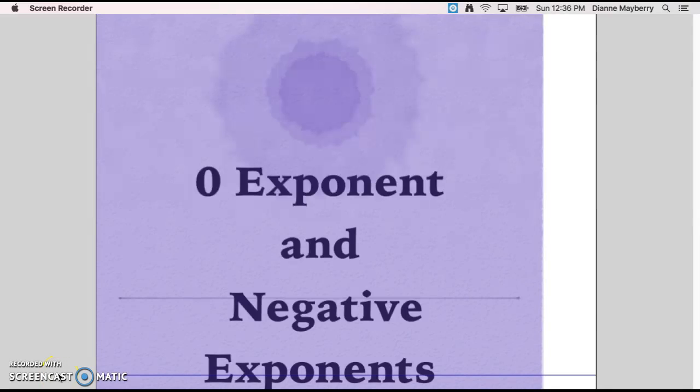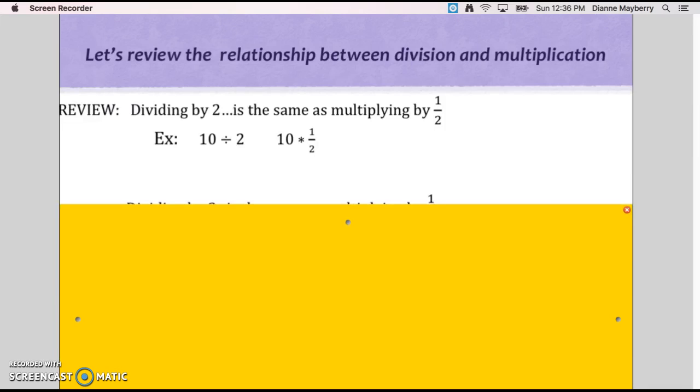All right, so zero and negative exponents. We're going to continue with that in this video. First thing I want to review is the relationship between division and multiplication. When we divide by 2, it's really the same thing as multiplying by 1/2. Just like when we subtract 3, it's the same thing as adding negative 3.